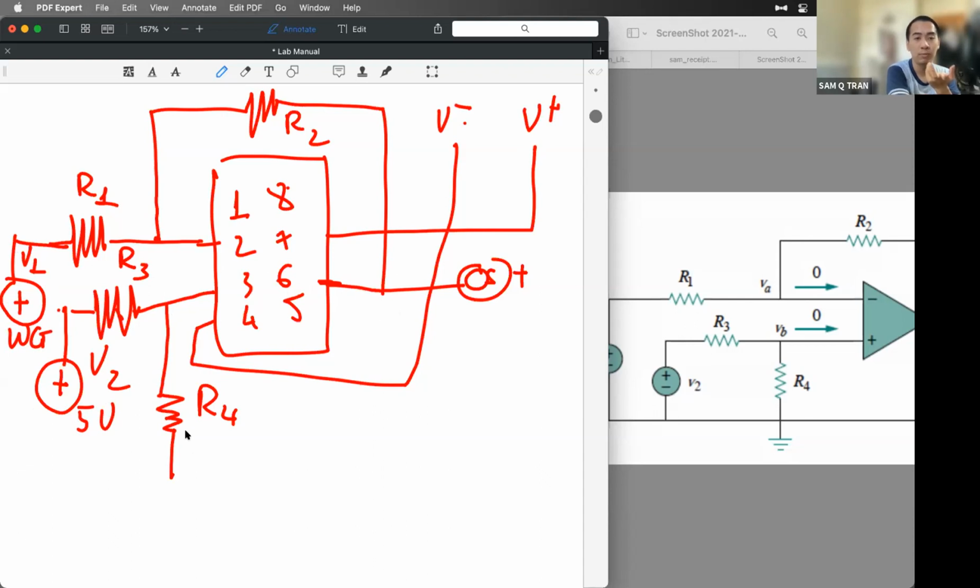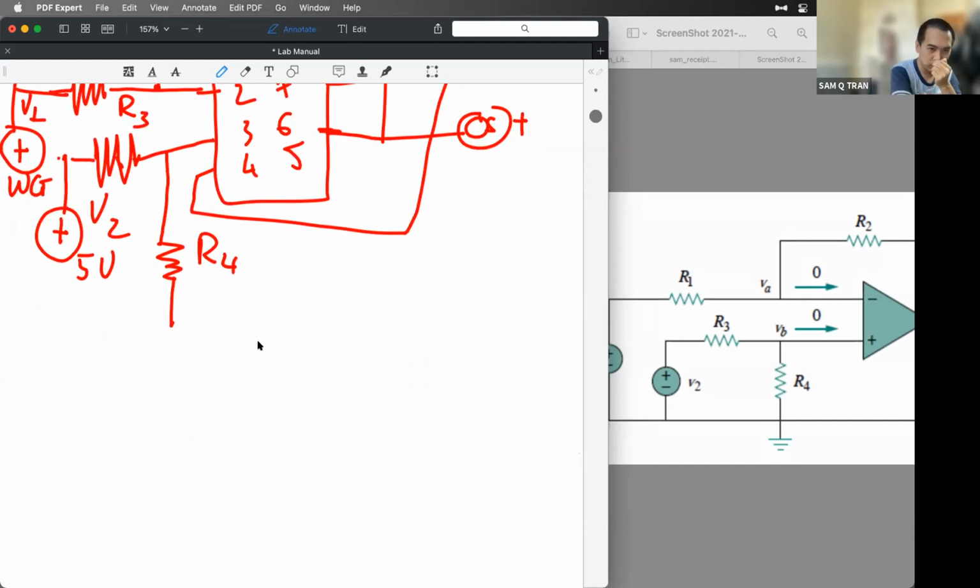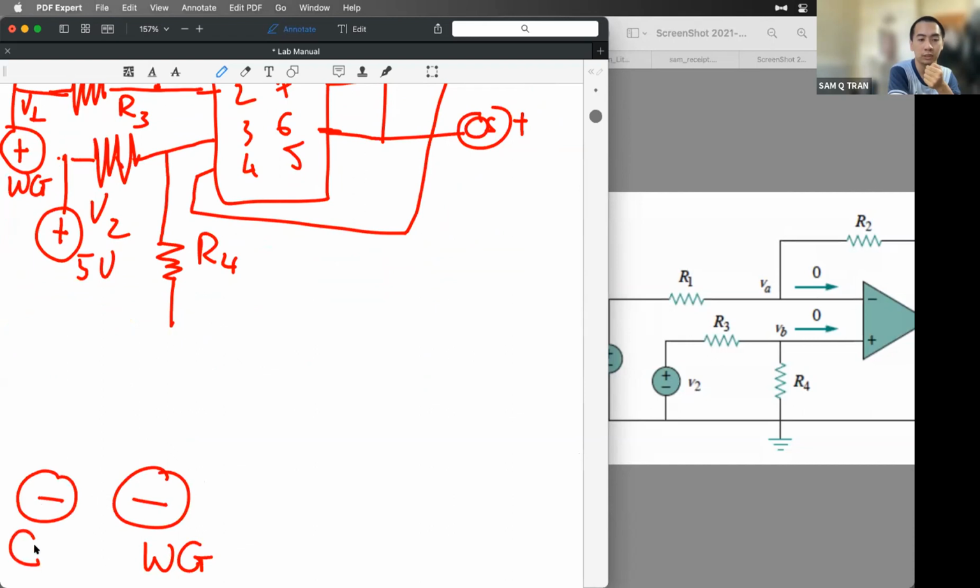And that should be all. So what we have next is the negative side of the wave generator, and then the negative side of the GND, the ground. I'm assuming that you are using the onboard ground of the 5 volt.